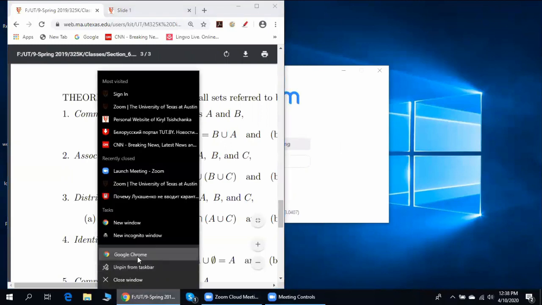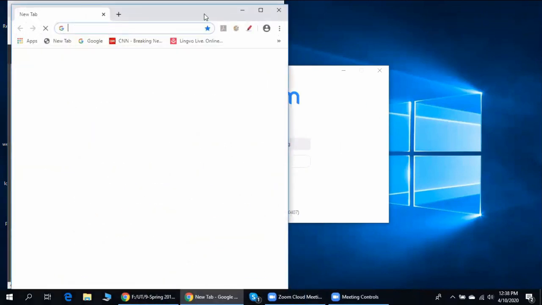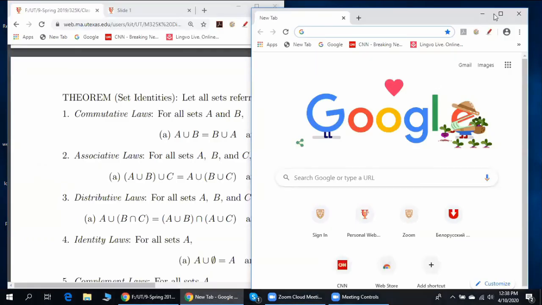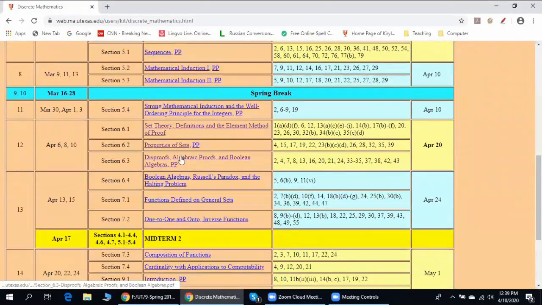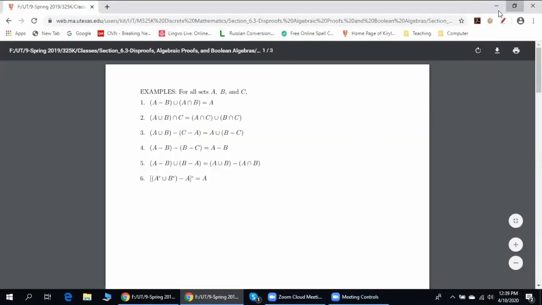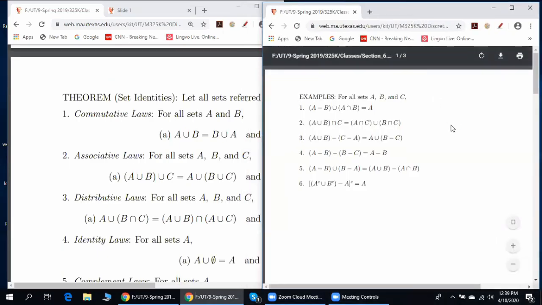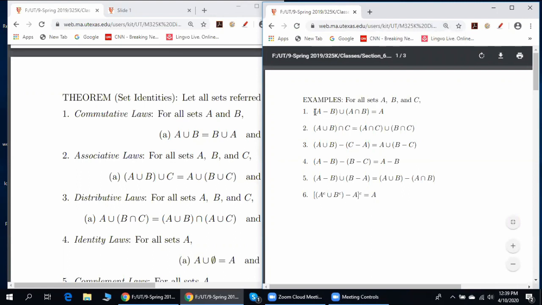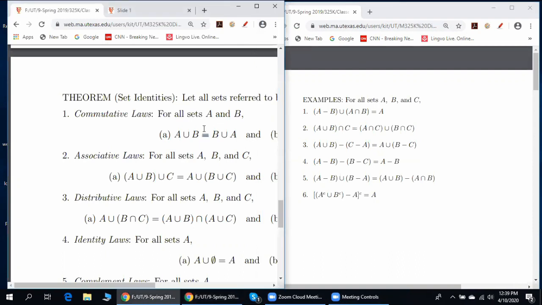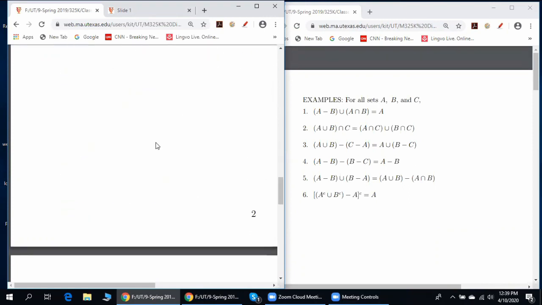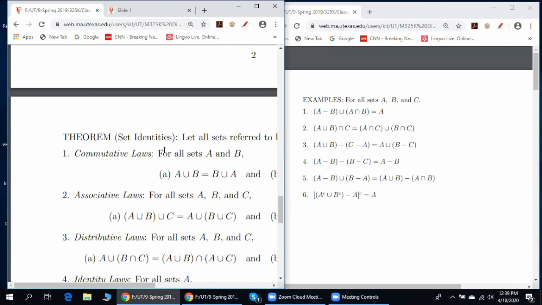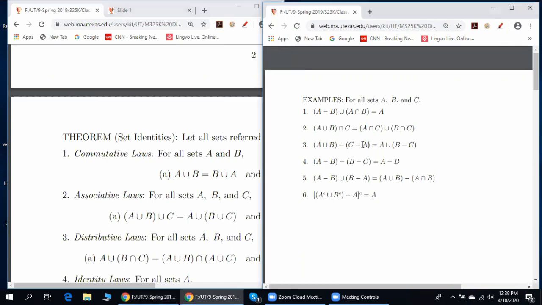Let me put two slides together. So please take a look at, okay, let us click on this, click on this, click on this, and 6.3. So here we have several examples. How do we prove, for example, number one? Once again, one way to prove it is to use the element method of proof, but it will take long. Instead, let us use set identities.